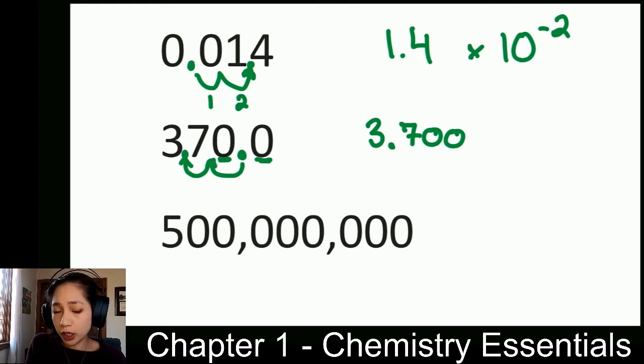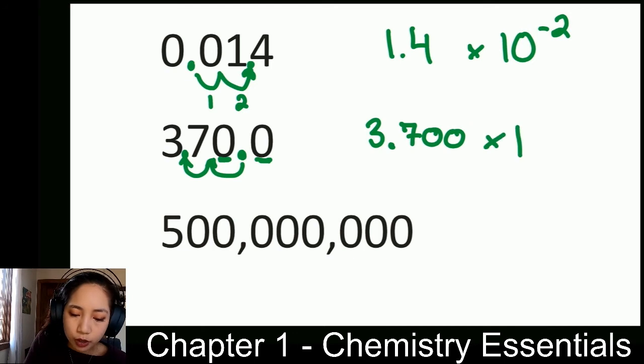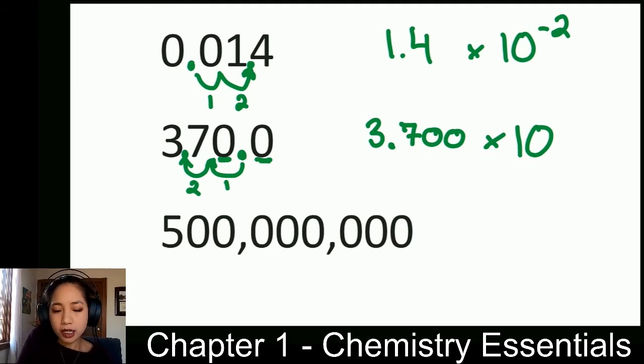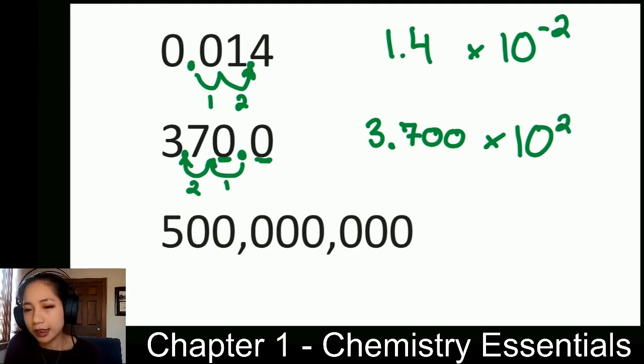3.700 falls between 1 and 10, so we're good with our coefficient. Now we need to write the exponent, so times 10 to the what? We move that decimal place over once, twice. All right, so this is going to be times 10 to the 2. So in my head, I think, okay, that number is bigger than 1, so it's a large number, so our exponent will be positive.